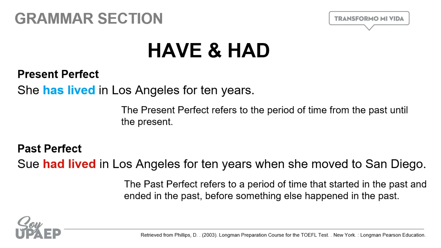Past perfect refers to a period of time that started in the past and ended in the past before something else happened in the past, okay? So, if you notice, they are very different, but we get confused with these two tenses, okay?